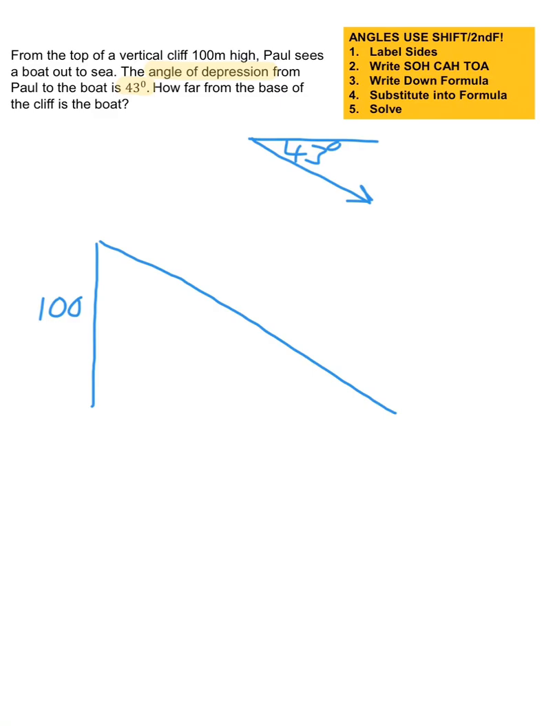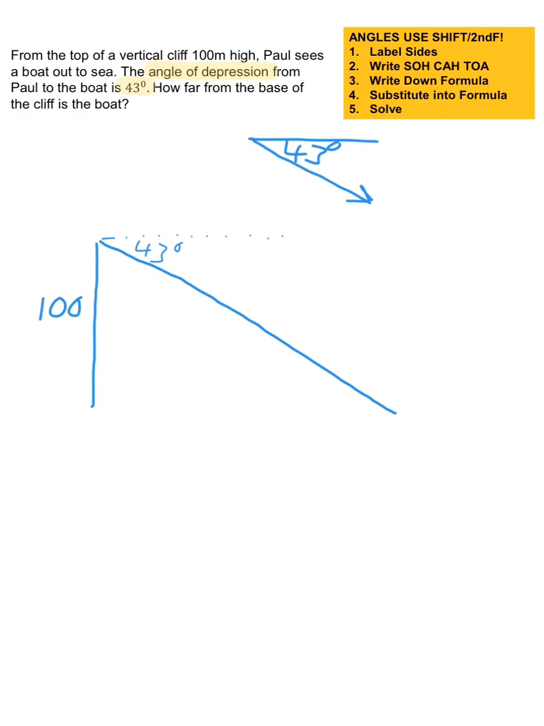If ever you're told the angle of depression, that is always an angle going down. Okay, so in this question it's 43 degrees. Now let's draw out the rest of it. So vertical cliff, so that straight line, vertical, we're told 100 meters. Then our angle of depression going down is 43 degrees. So I'm just going to draw a horizontal line across here to show the 43 degree angle.